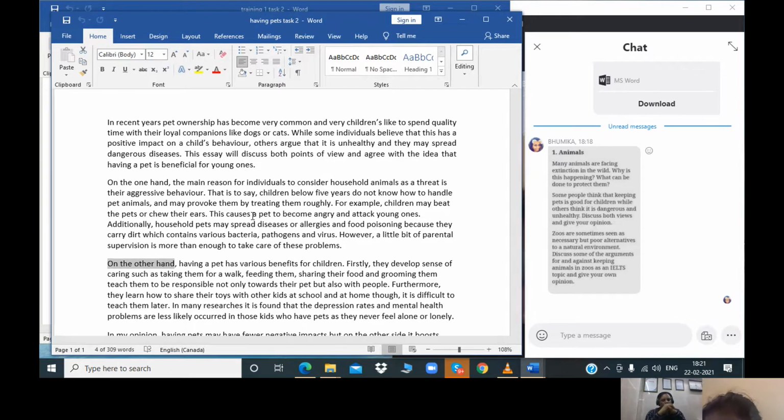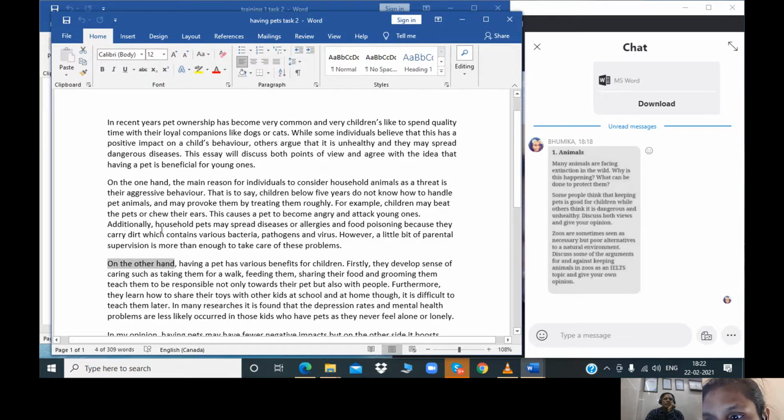Okay, on the one hand, the main reason for individuals to consider household animals as a threat is their aggressive behavior. That is to say, children below 5 years do not know how to handle pet animals and may provoke them by treating them roughly. For example, children may beat the pets and chew their ears. This causes a pet to become angry and attack the young one.